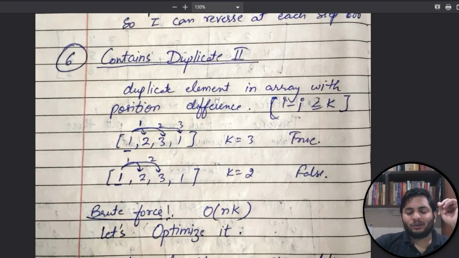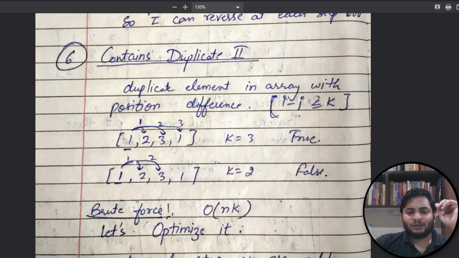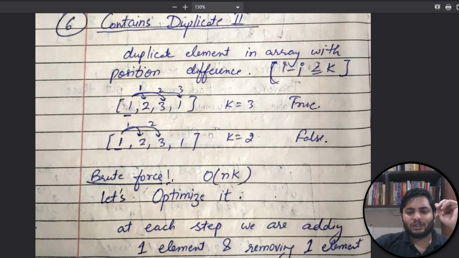So, contains duplicate: an element in the array with position difference i minus j less than or equal to k. Here I gave the distances 1, 2 and 3, and 1 and 2, so I did not find it. So for the same array, if I had k equal to 3, then my window size is 4, right? 1 2 3 4, and I get true, otherwise I get false.